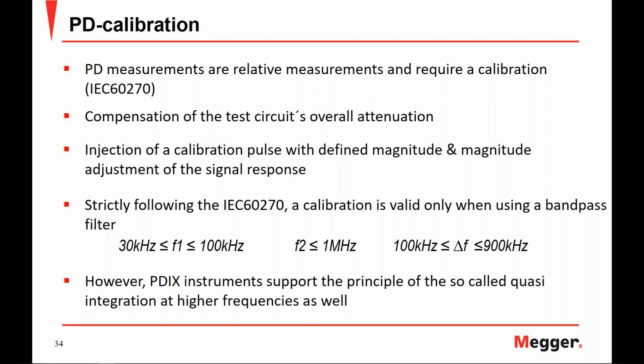Looking at the IEC 60270 standard, a calibration is only valid when using a bandpass filter. That means looking at the requirements, you have a lower corner frequency or cutoff frequency that should be higher than 30 kilohertz while being a maximum of 100 kilohertz, while the upper corner frequency or cutoff frequency should be below 1 megahertz. This results in a minimum detection bandwidth of 100 kilohertz and a maximum of 900 kilohertz. The calibration cannot be performed above the 1 megahertz range according to the IEC 60270 standard.